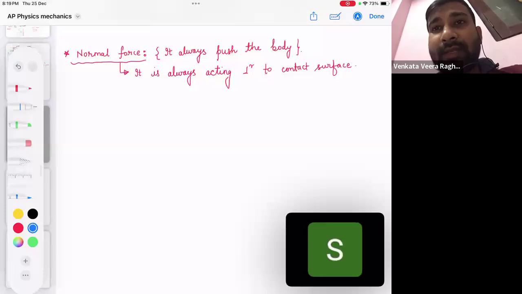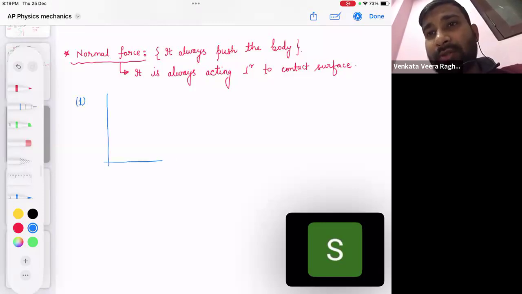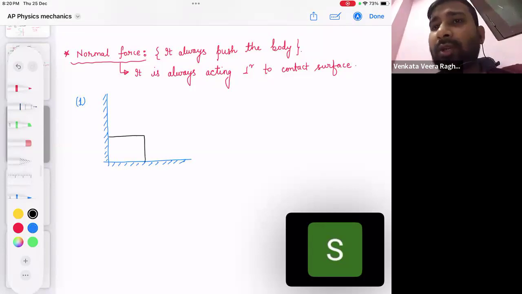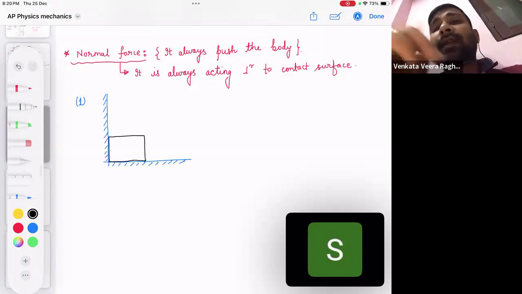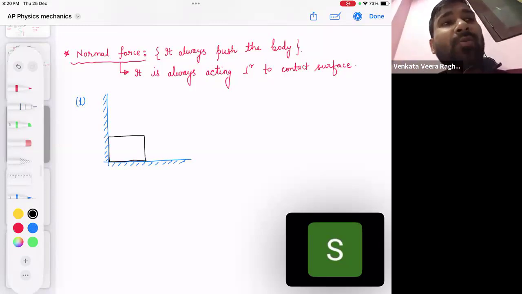Okay? So can we take some examples here? Can we take some cases where we will try to learn that? Let's see, there is a question given. There is a wall given to us, and there is a ground. This is the ground and this is a vertical wall. Okay, I'm going to keep an object like this. Don't worry about all other forces right now, just decide the direction of normal.